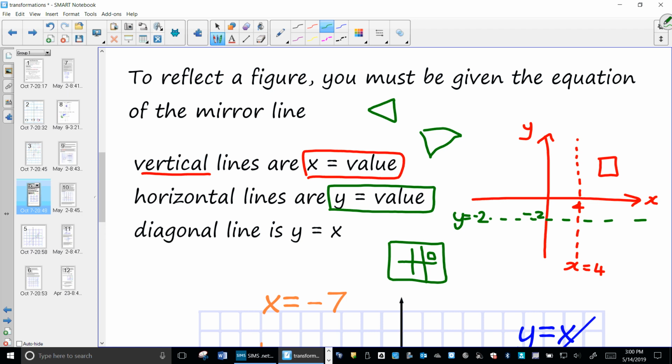The line's already there, then you don't need to draw it. But if they've just given you an instruction as to which line is the line of symmetry or the mirror line, then you have to work out where it is.